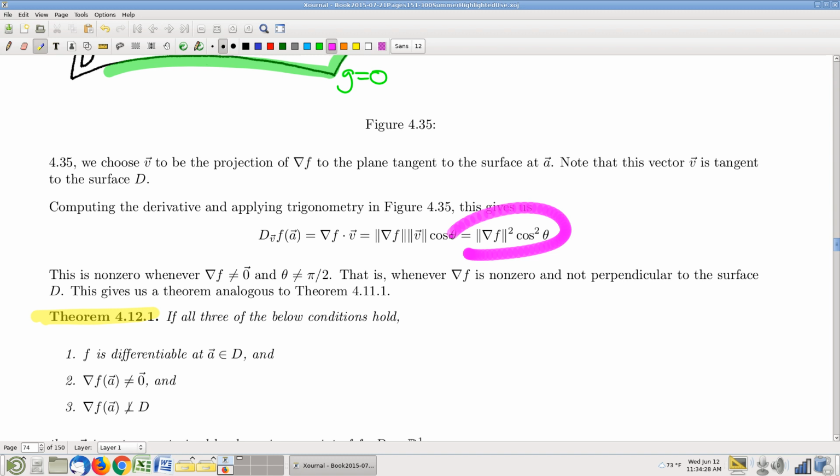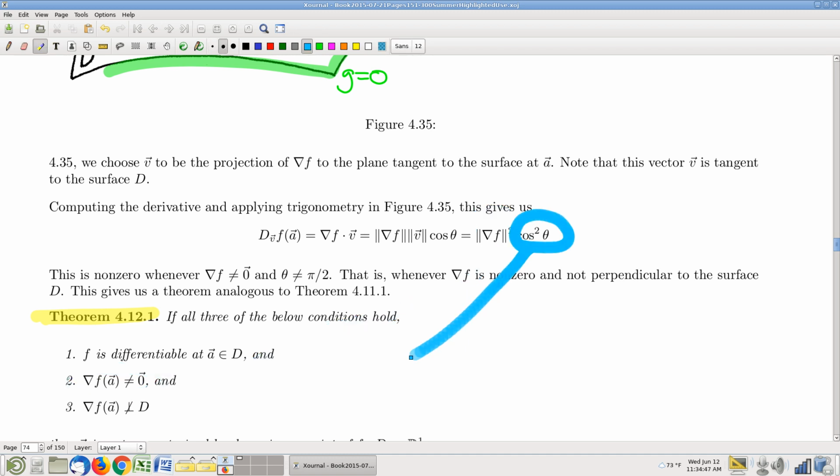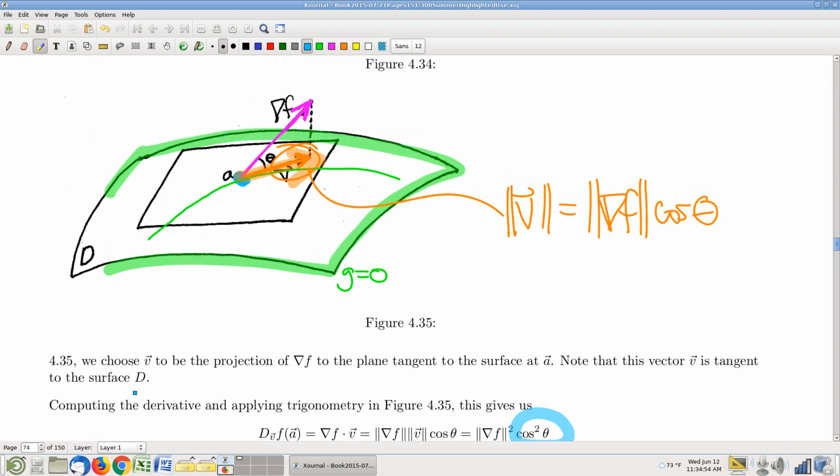I also need for this to be positive. So what do I need for that to be positive? Well, I would need the gradient vector to not be 0. If the gradient vector is 0, then I don't get positive. Right? And likewise, I need for this cosine to not be 0. In other words, I need for the gradient not to be perpendicular to the surface.